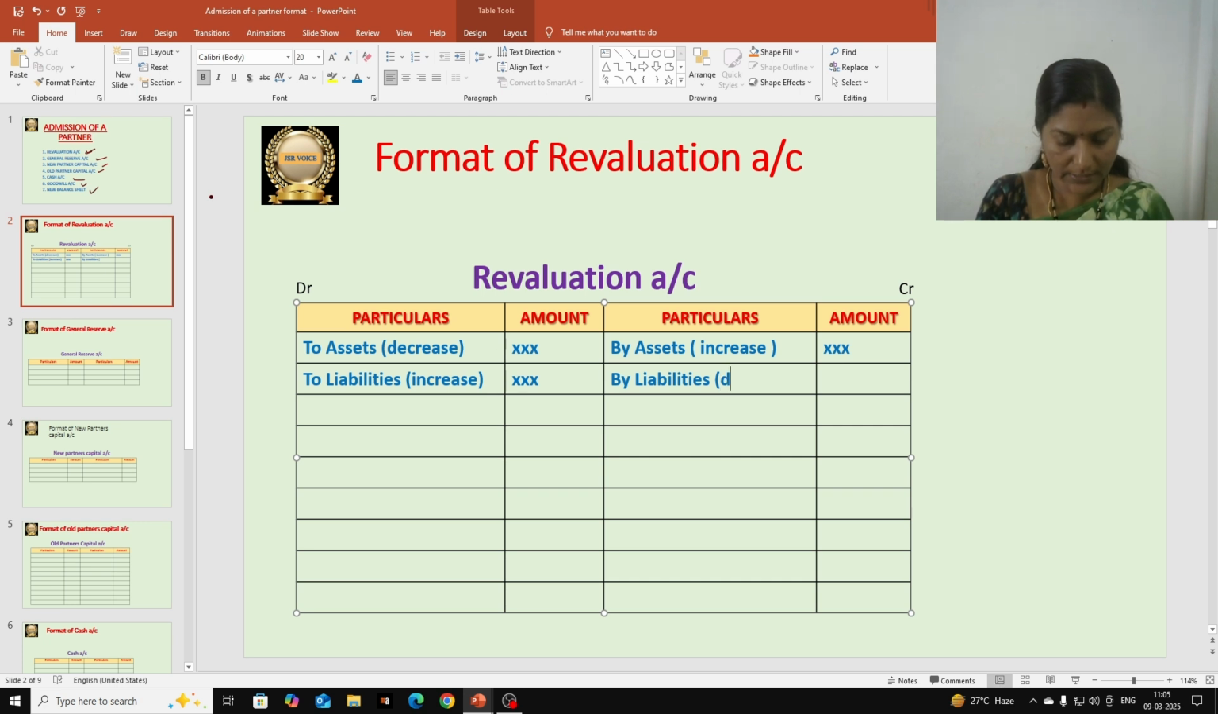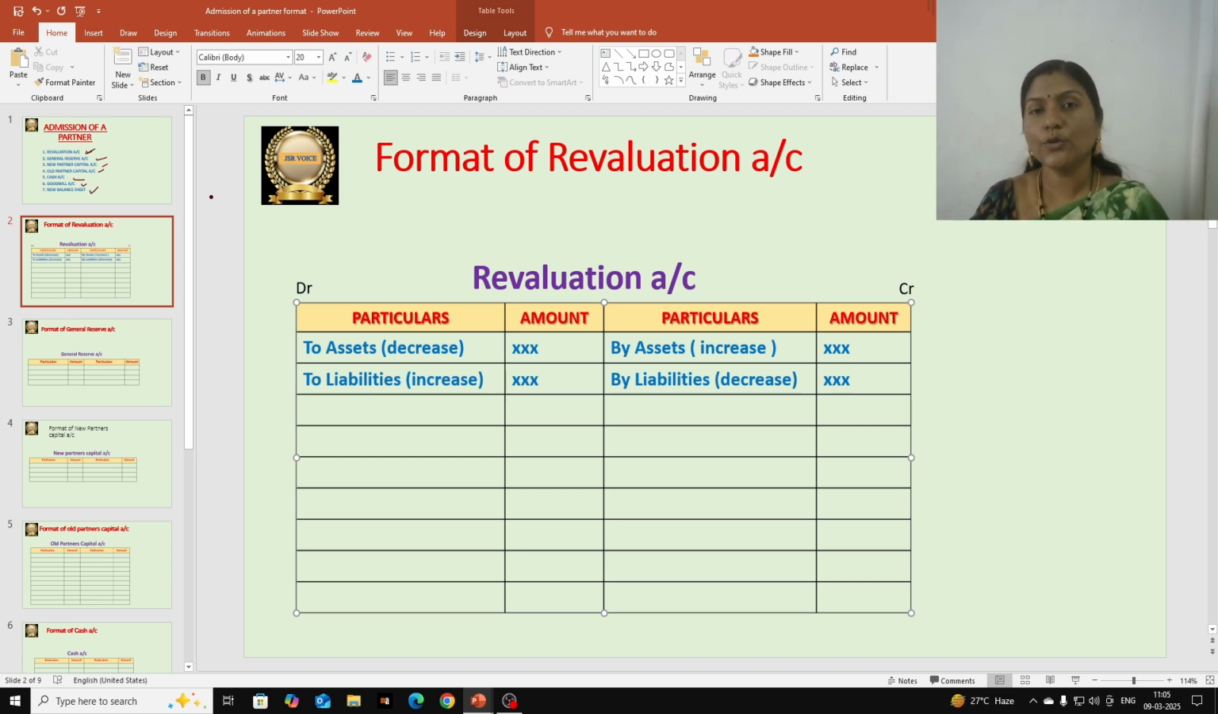So it is decrease. Liability decrease, we write on credit side. Hope it is clear for everyone. Okay, if you remember asset increase, that we are going to write on credit side, then automatically these remaining three items also you will get easily.